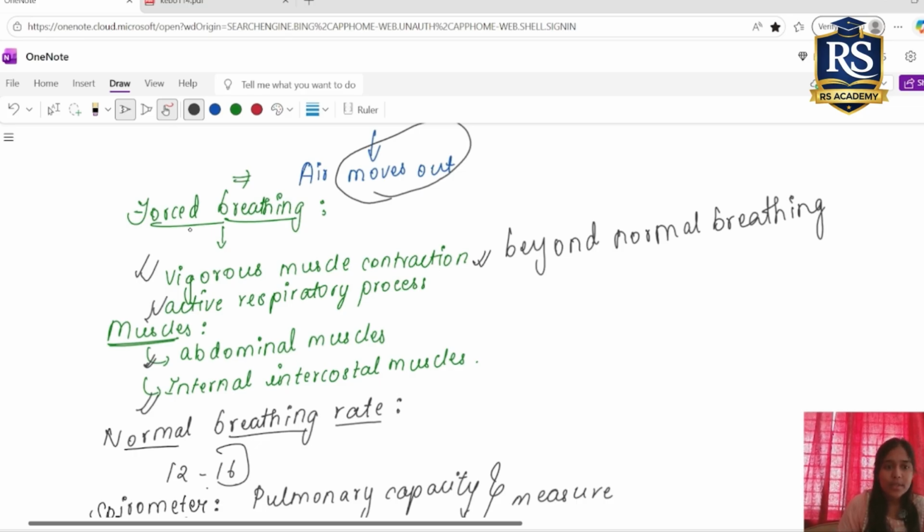So now let's see what is forced breathing. Okay. During normal breathing, inspiration mainly occurs due to the contraction of the diaphragm and external intercostal muscles, right? But during the forceful breathing, mainly during the forceful expiration, abdominal muscles and intercostal muscles help in pushing the air out of the lungs. So in forced breathing, there will be vigorous muscle contraction. This muscle contraction happens because we are breathing beyond normal. Okay. And forced breathing is an active respiratory process.